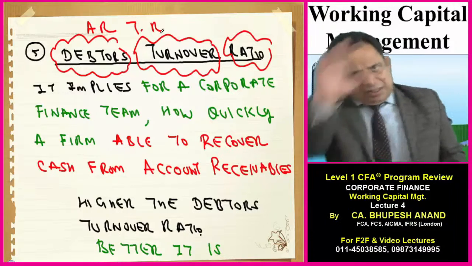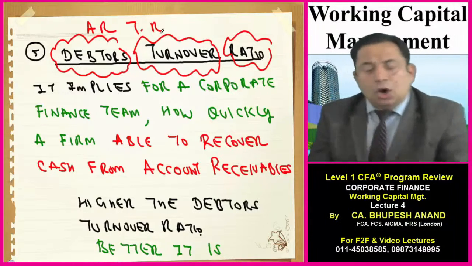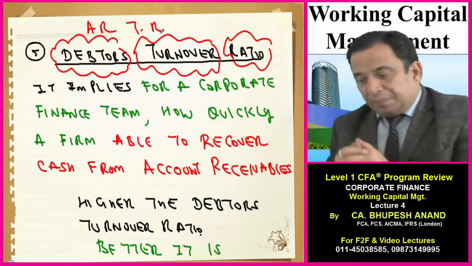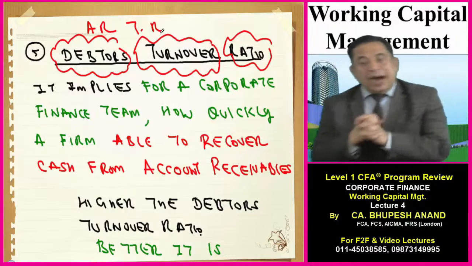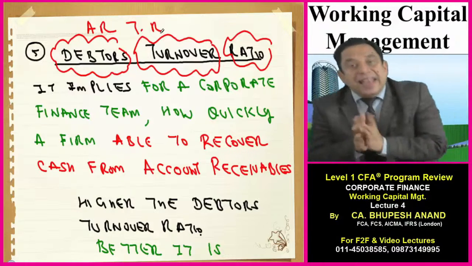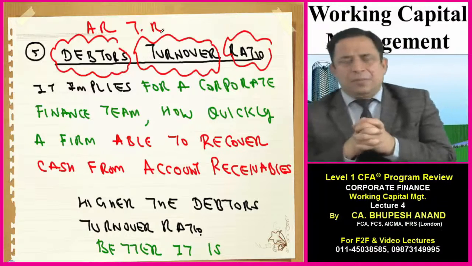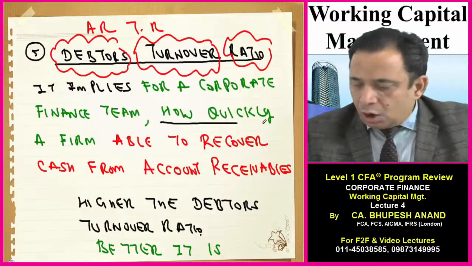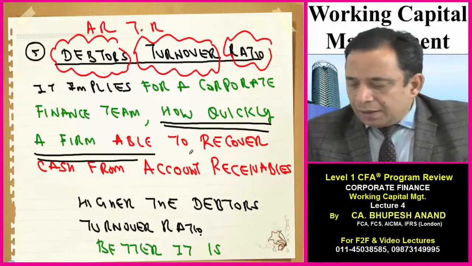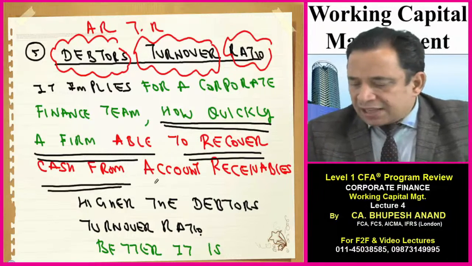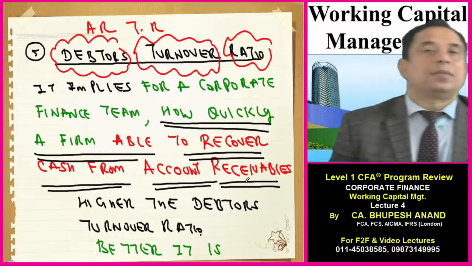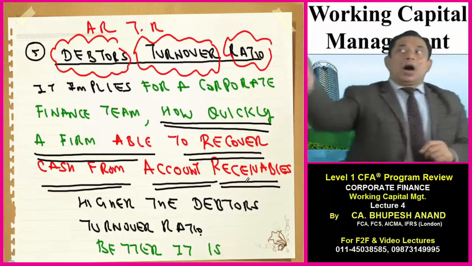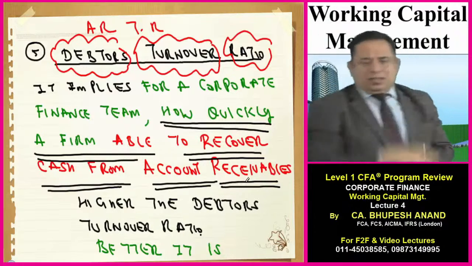Just write down first, then I will explain the concepts. It implies for a corporate finance team, and I'm talking of a corporate finance team, how quickly a firm is able to recover cash from accounts receivables. Very, very important words I have written. That is named the debtors turnover ratio: how quickly I can get the cash from those customers.